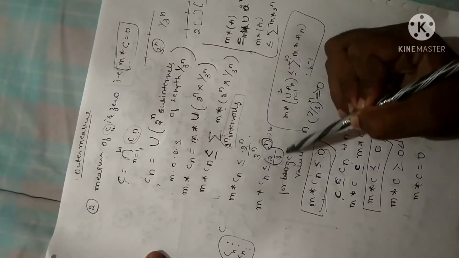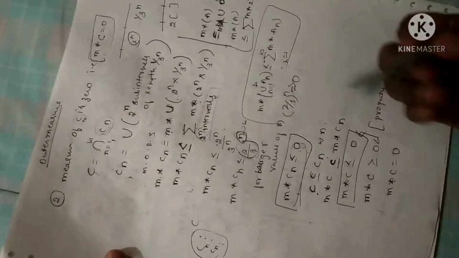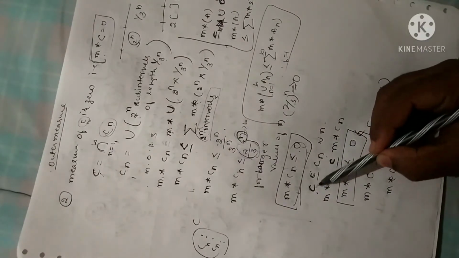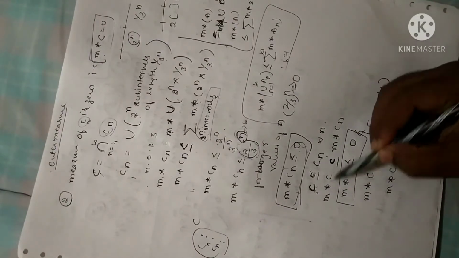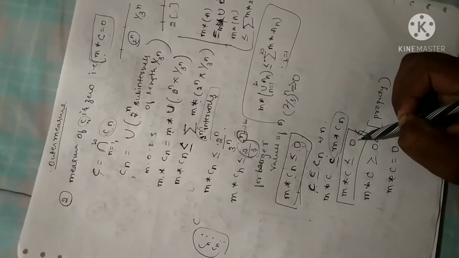For larger values of n, this value will be equal to 0. So I have written the same here. Now by the definition, C is a subset of Cn. Why? Because all the C's will be contained in Cn also. So let me apply measure on both sides. So if you do that, measure of Cn is always less than or equal to 0. I have proved this, so that is what I have replaced here.